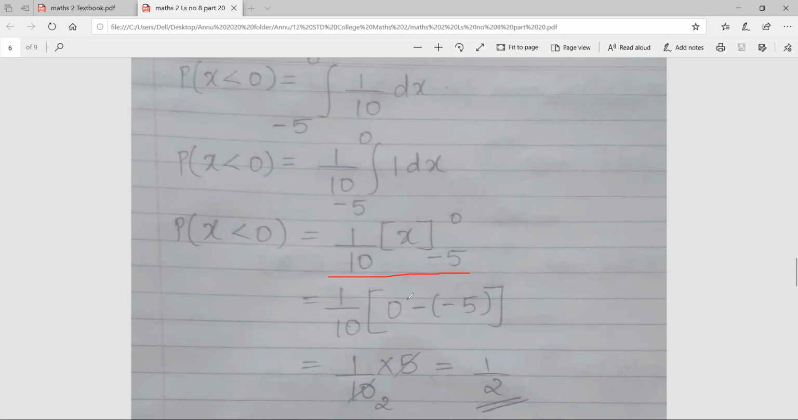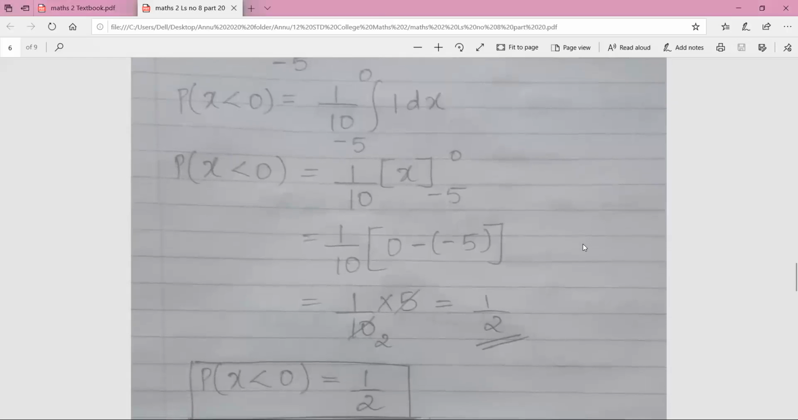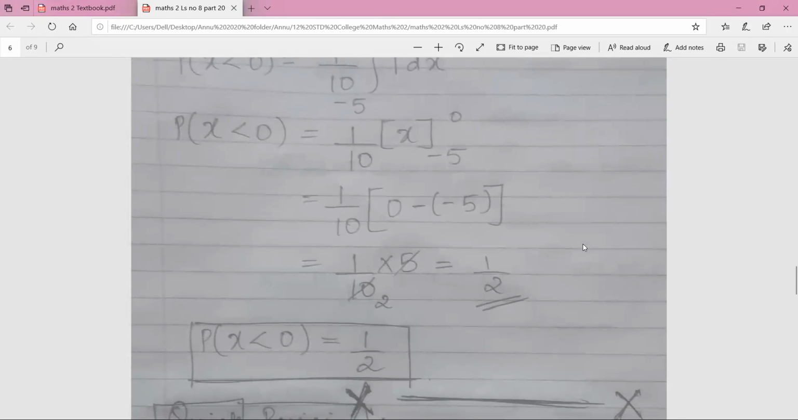So first I'll put the upper limit, that is 0 minus of minus 5. So minus into minus will give me plus 5. So 1 into 5 upon 10, on cancelling, 5 ones are 5, 5 twos are 10. I get the final answer to be half. So with this, class, probability of x less than 0 is nothing but 1 upon 2.